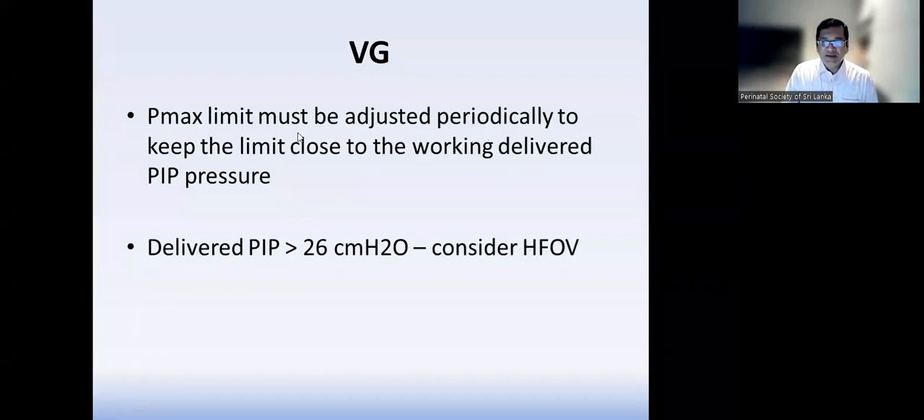So Pmax limit must be adjusted periodically. Now, if your Pmax is, say, I told at the beginning, for example, 26, but you can see the ventilator is delivering the target tidal volume with a PIP of 16, that is not something good. You need to bring down your Pmax somewhere close to the working delivered PIP by the machine. So for example, you can set it around 20. So that is a safe limit. And if the machine needs more than 26 centimeter water PIP to deliver your set tidal volume, then you need to consider to change your mode to high frequency ventilation, because otherwise you will be using very high pressures.